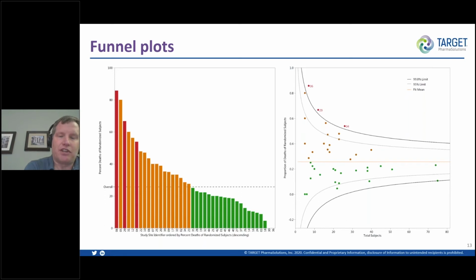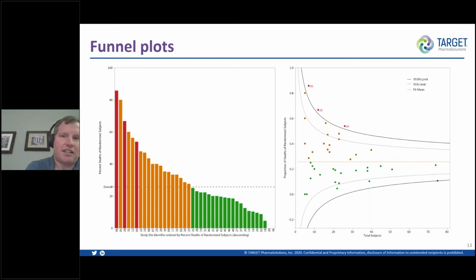So if we look to the funnel plot on the right, the x-axis is essentially the sample size of patients at any given site, and the confidence bands are the 95 and 99.8% limits that indicate the distance, or the confidence interval, from the overall mean. So if a particular site on the y-axis, where we plot their proportions of death, falls outside of these, then we can consider them extreme based on the sample size at a particular site.